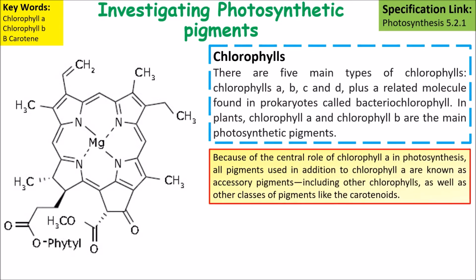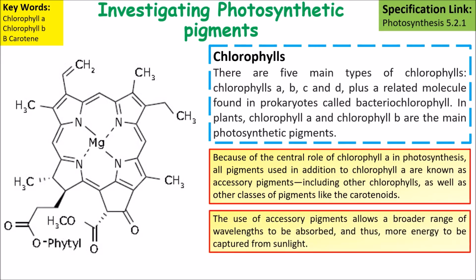Because of the central role of chlorophyll in photosynthesis, all pigments used in addition to chlorophyll are known as accessory pigments, including chlorophylls as well as carotenoids. The accessory pigments allow a broad range of wavelengths to be absorbed and thus more energy to be captured from the sunlight.